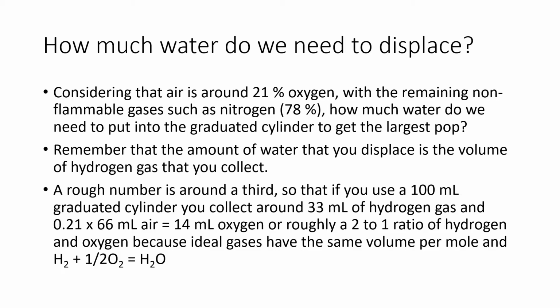So for us to get the largest pop, usually about a third of the cylinder needs to be filled with this hydrogen gas. So if you're using a 100 mL cylinder, that would mean about 33 mL need to be hydrogen gas. And the other 66 mL, which is made up of 21% oxygen, so about 14 mL of the cylinder will be oxygen. So you can see we're getting roughly a 2-to-1 ratio of hydrogen and oxygen.